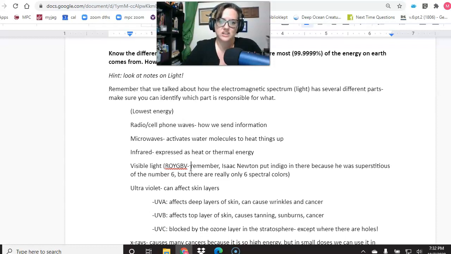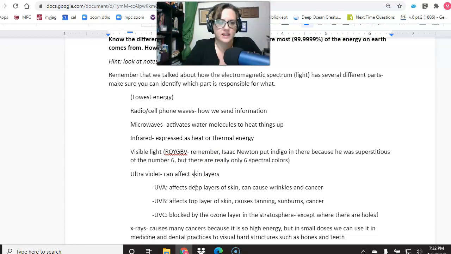Biv, but actually there is no indigo. Other colors are either blends or they're just reflections and absorptions of different parts of that, so that we get things like brown and pink, okay? All right. We then get into ultraviolet.